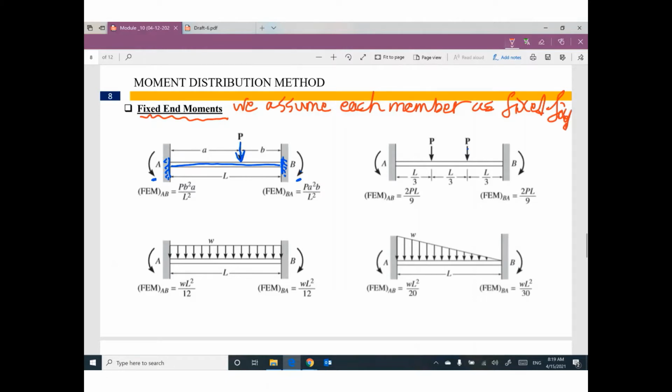So for example, the first one, we have a concentrated load at distance A from the left, distance B from the right. The fixed end moment here will be PA squared B divided by L squared, where L is the total length. The other moment will be PB squared A divided by L squared. And make sure the clockwise moment is positive and the counterclockwise moment is negative. That makes sense?